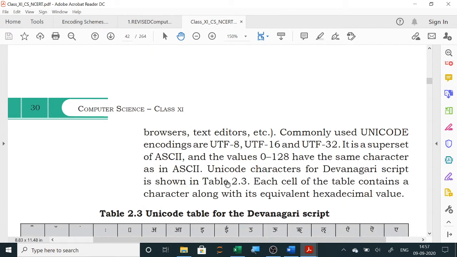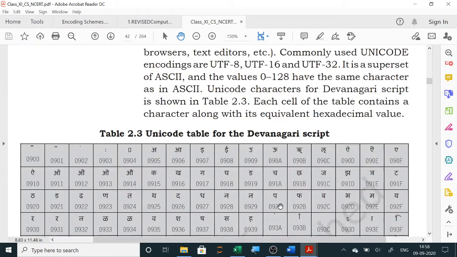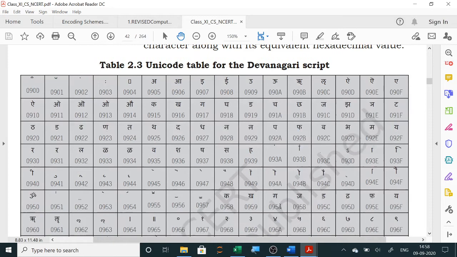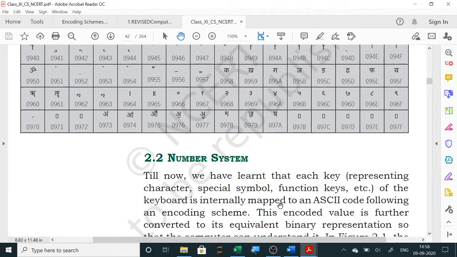Unicode provides a unique number for every character irrespective of device, server, desktop, mobile, operating system, Linux, Windows, iOS, or software applications. Clear? So with Unicode, all the languages can be converted from one form to another. Commonly used Unicode encodings are UTF-8, UTF-16, UTF-32. It is a superset of ASCII, and the values 0 to 127 have the same characters as in ASCII. Unicode characters for the Devanagari script are shown here. Each cell of the table contains a character along with its equivalent hexadecimal value.